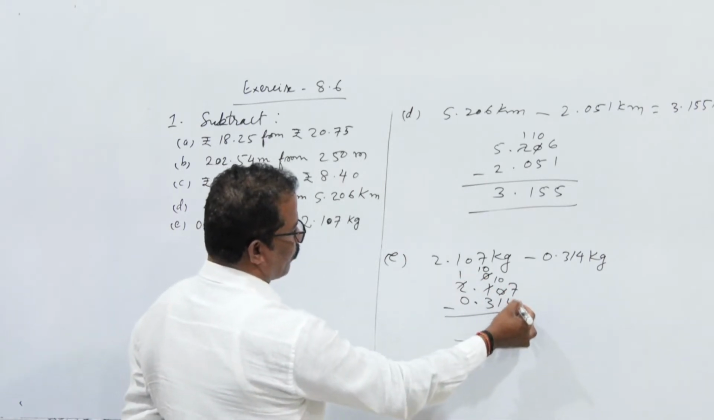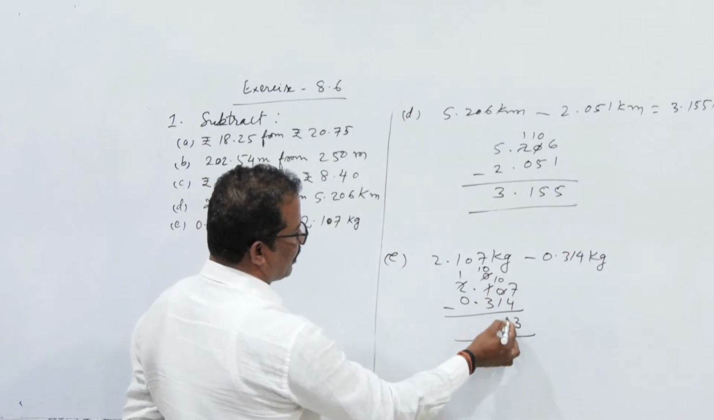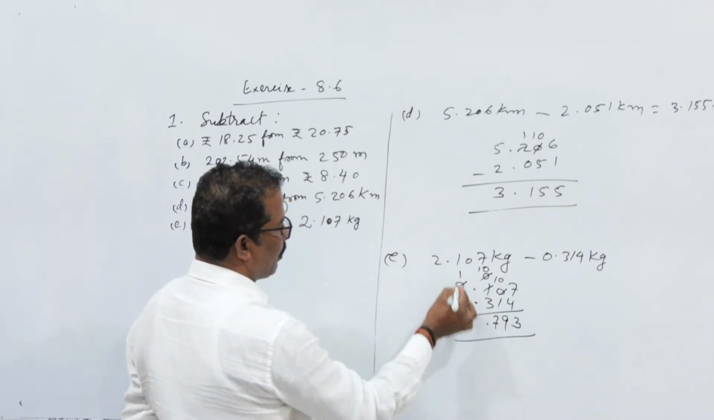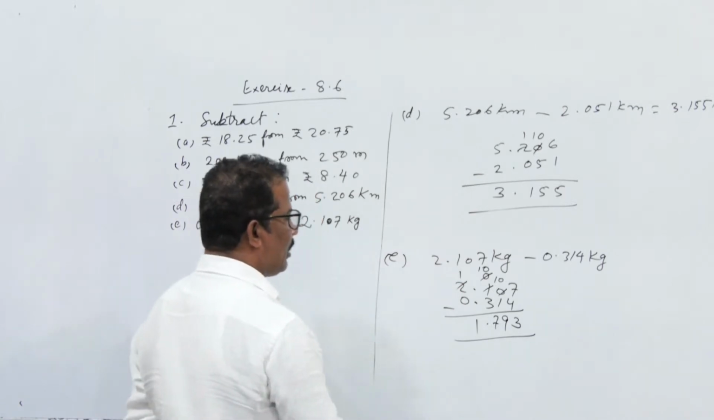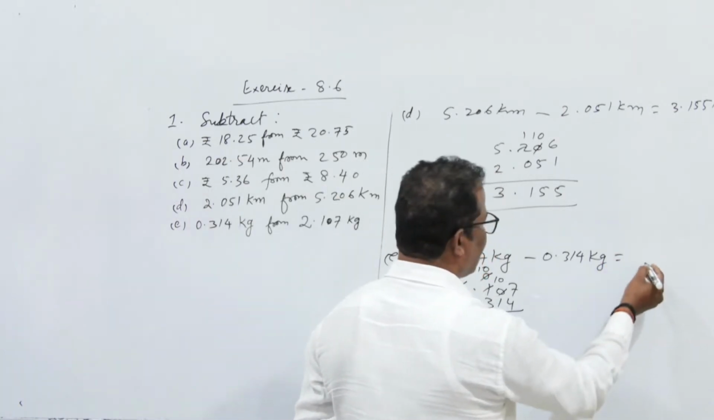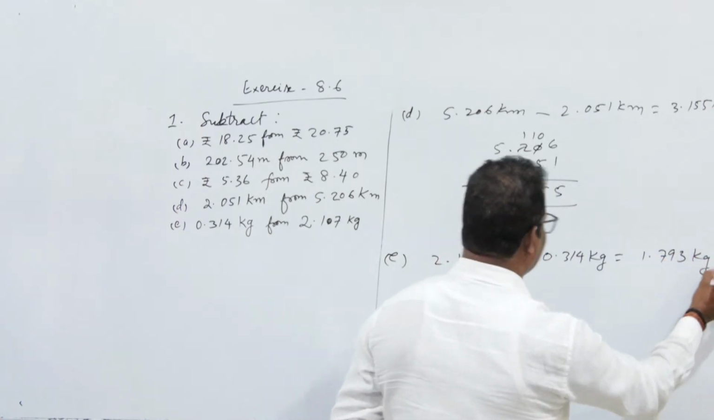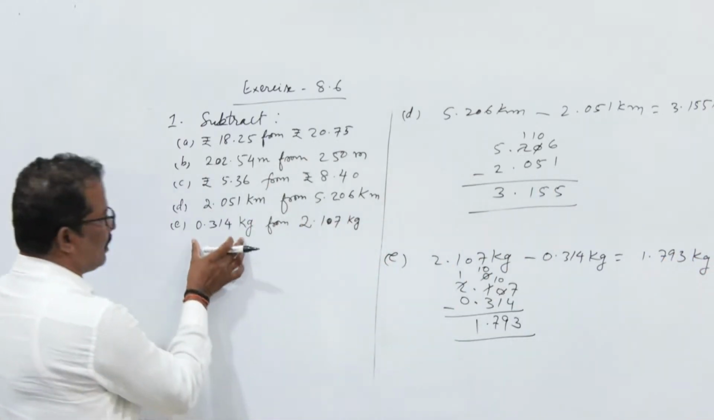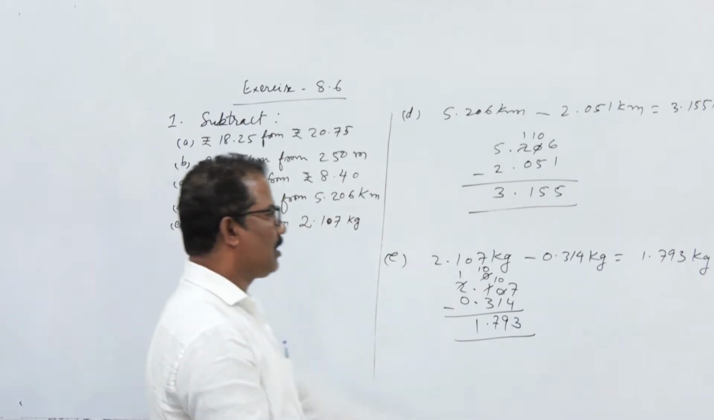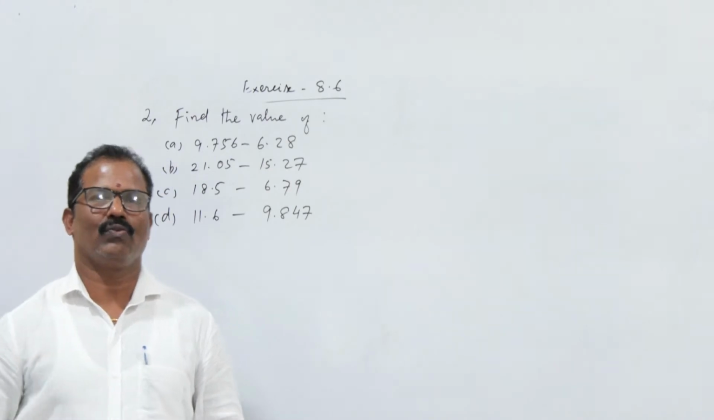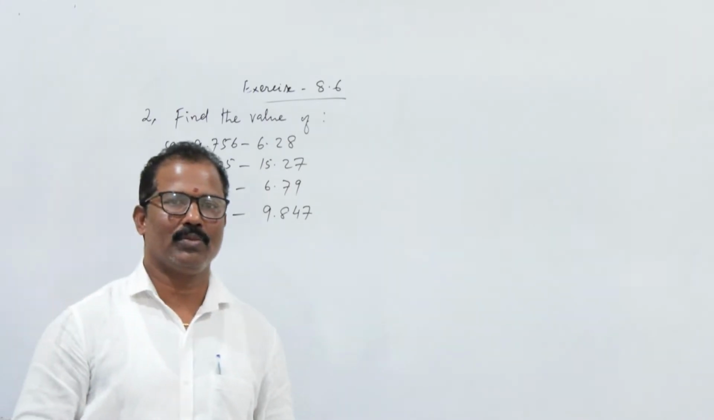So now, 7 minus 4 is 3. 10 minus 1 is 9. Then 10 minus 3 is 7, point. And 1 minus 0 is 1 only. Understand? So what is the difference we got here? That is 1.793 kgs. That means if we subtract this weight from this weight, we got the difference 1.793 kg.